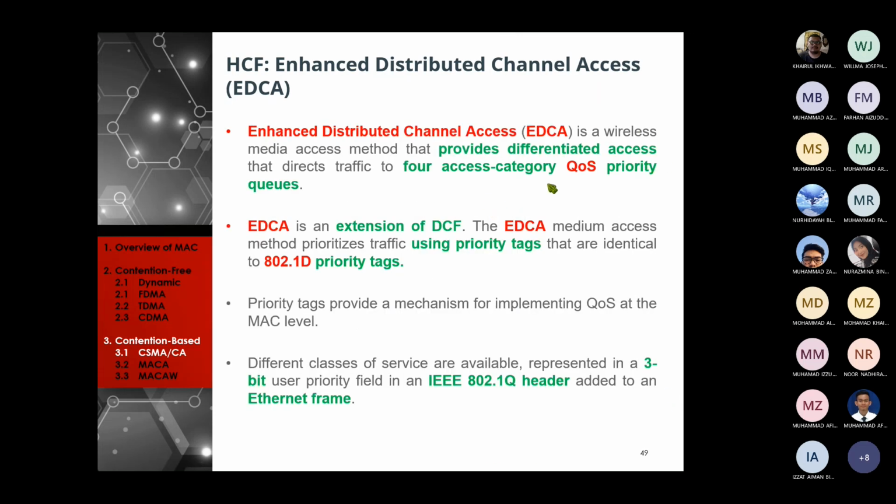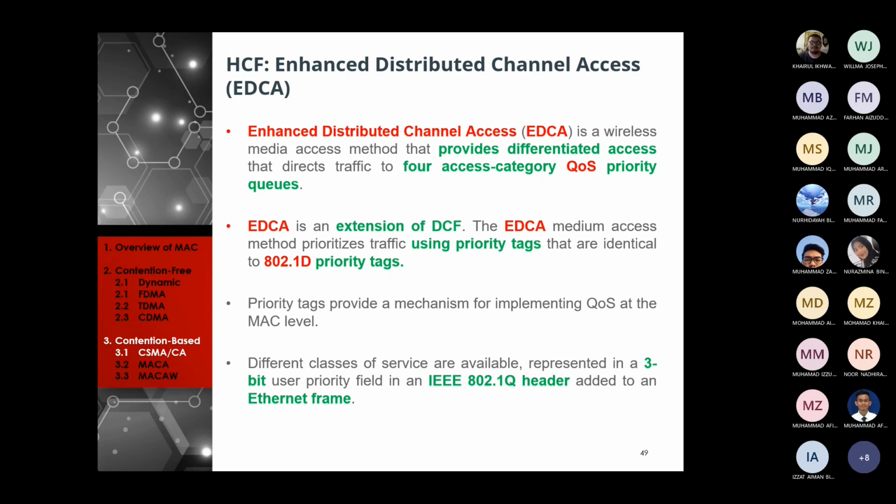method that provides differentiated access that directs traffic to 4 access category QoS priority queues. EDCA is an extension of DCF. The EDCA medium access method prioritizes traffic using priority tags that are identical to 802.1D priority tags.